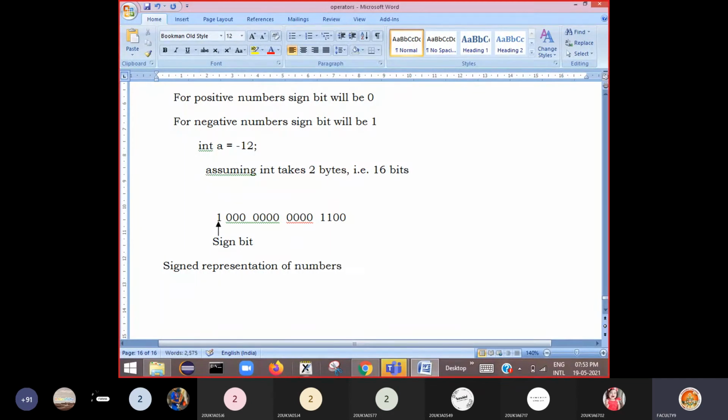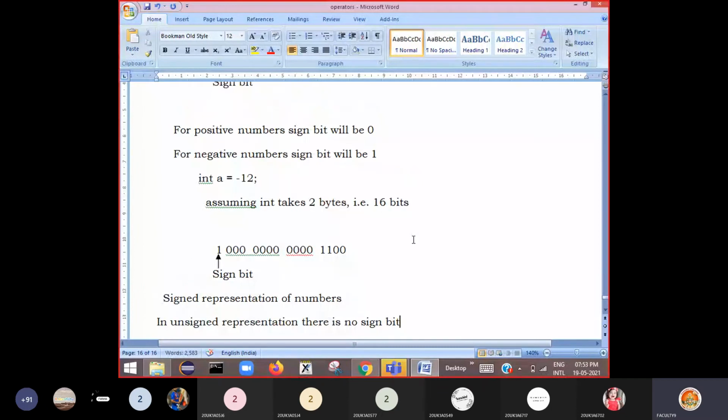In unsigned representation, there is no sign bit. In unsigned integer representation, all the bits are used for storing the magnitude of the number. There is no sign bit, which means it is confirmed that the number is positive. So why waste a bit for storing a sign here?